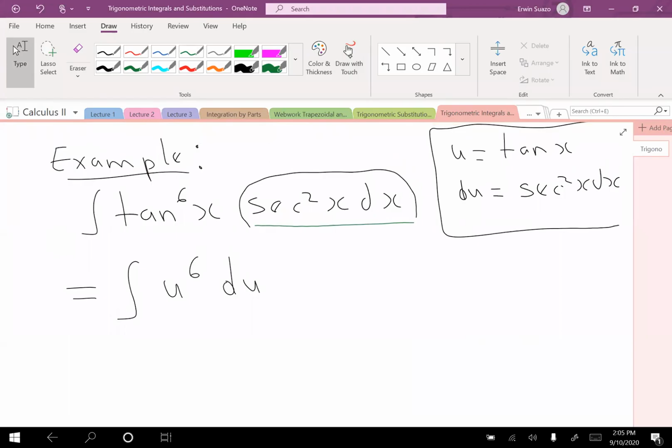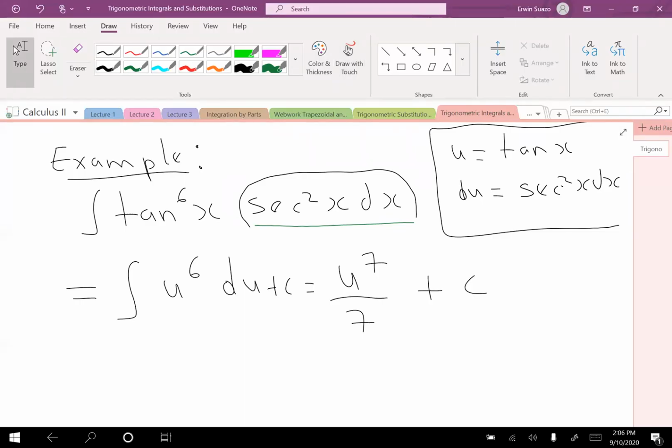And now we integrate. So what is the antiderivative of u to the 6? U to the 7 over 7. And let's not forget my plus c. I forgot my plus c, so let me put it here. But at the end you check, and if you forgot the plus c, you write it there. And then plus c. And now, what is the last step?